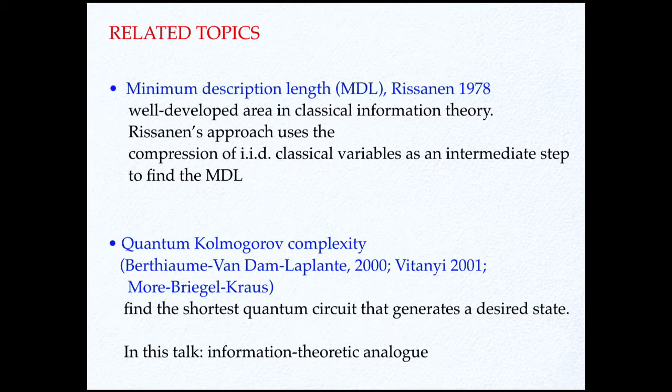There are also some very interesting related topics. One is an area of classical information theory on the minimum description length. That is a very classic topic started by Shannon. Essentially, in the work done in this area, the compression of identically prepared probability distributions is an intermediate step to establish the minimum description length. Another related area is quantum Kolmogorov complexity, where the question is to find the shortest quantum circuit that generates a given state.